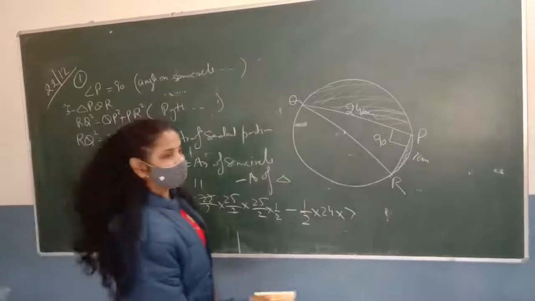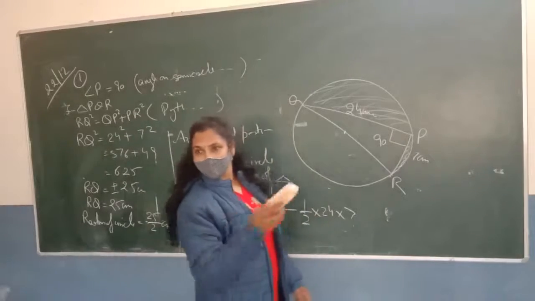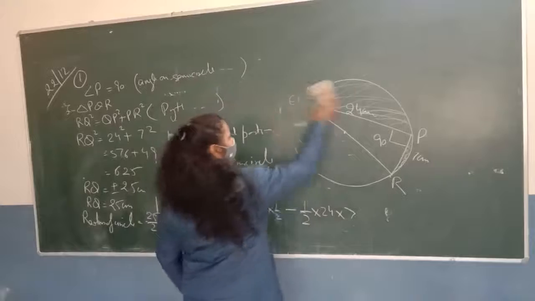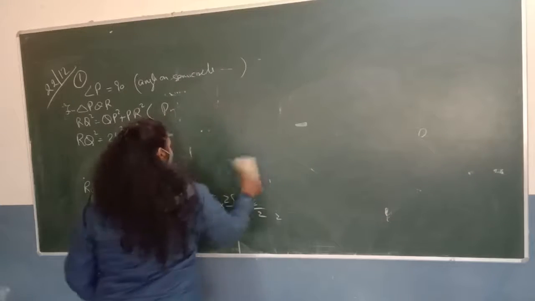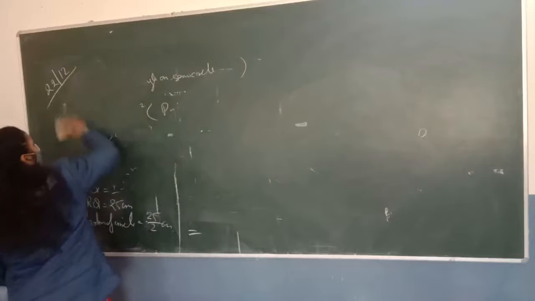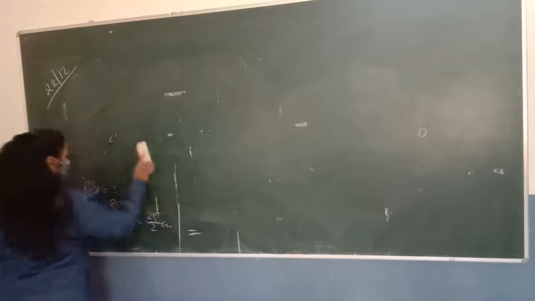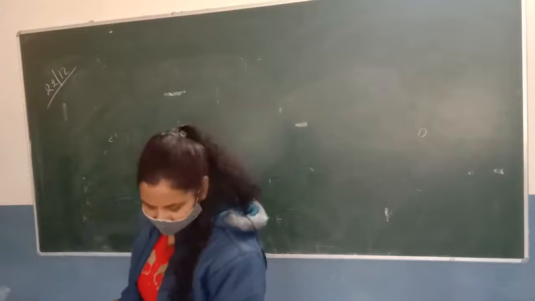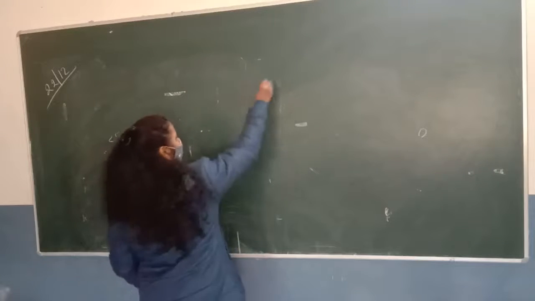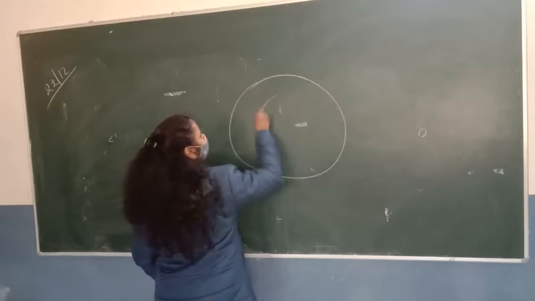Second question. I'm going to rub this board. Now the question number second. This is the figure of the question: 2 concentric circles.